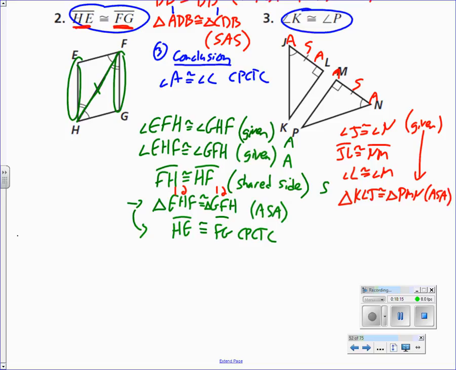So again, the order doesn't matter on that statement as long as the corresponding points match up. And then now we look at angle K, angle P. They're in the same spot. They're in corresponding parts. They're on congruent triangles, so they're congruent. So the reason is CPCTC.